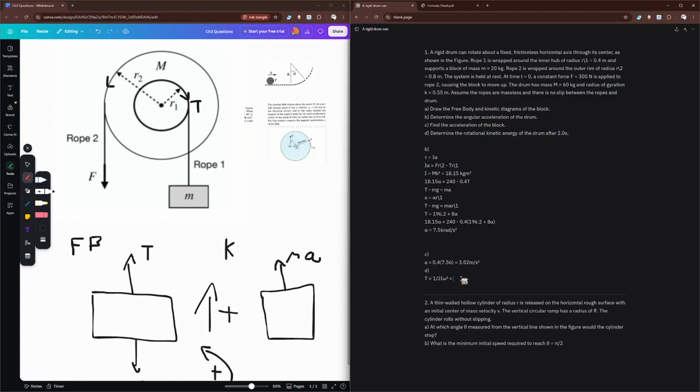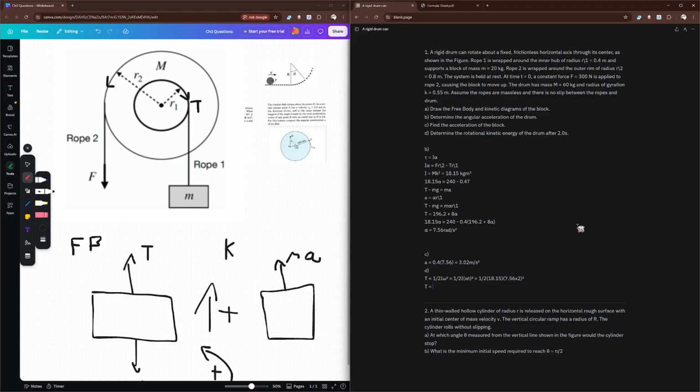So we can use the fact that omega is equal to acceleration times time, so alpha t. So we get a half I alpha t squared, like so, right? And then this is equal to a half, 18.15, alpha is 7.56, 7.56 times 2 squared, like this, right? And 7.56 times 2 is 15.12. And after we add all of this together, we get the final kinetic energy.